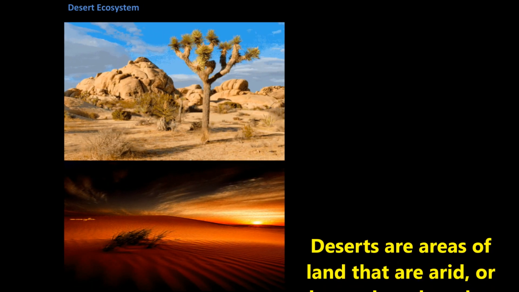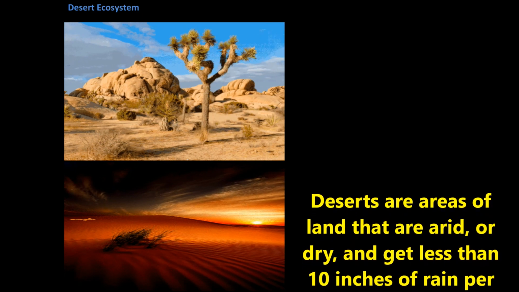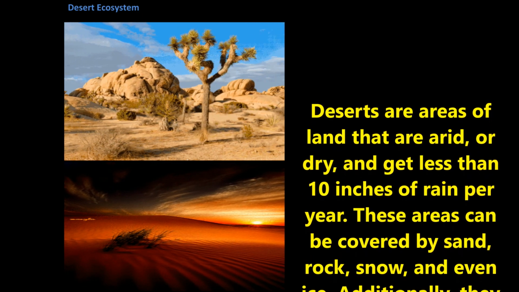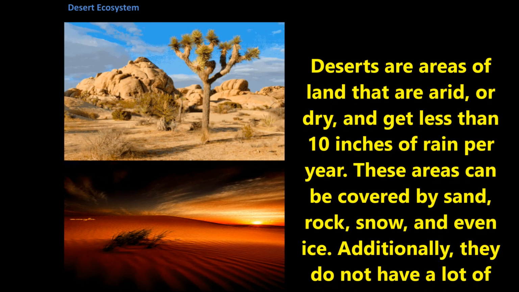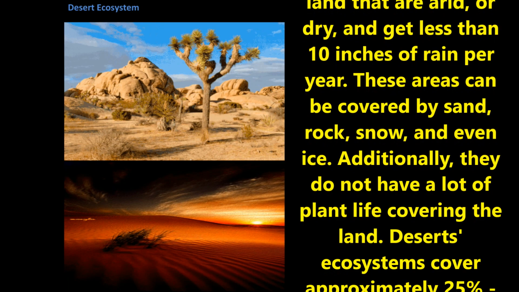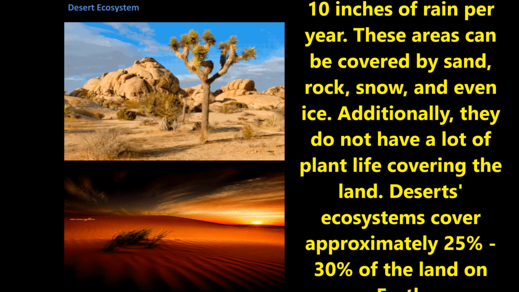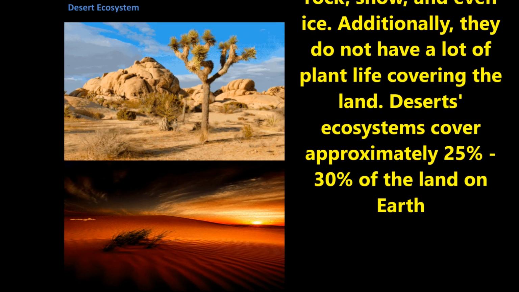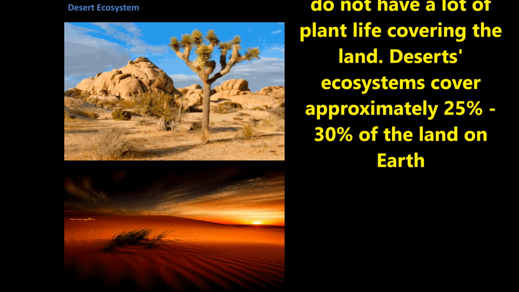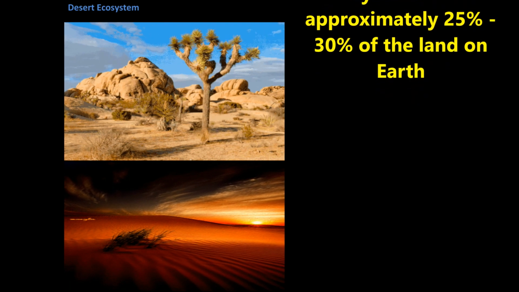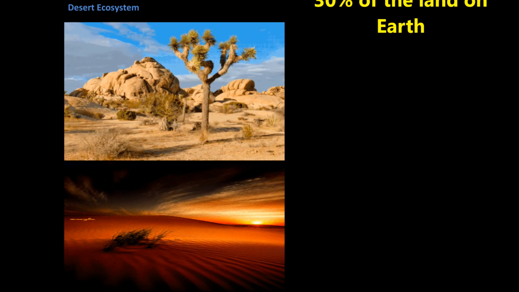Desert ecosystem. Deserts are areas of land that are arid or dry and get less than 10 inches of rain per year. These areas can be covered by sand, rock, snow, and even ice. Additionally, they do not have a lot of plant life covering the land. Desert ecosystems cover approximately 25 to 30% of the land on the earth.